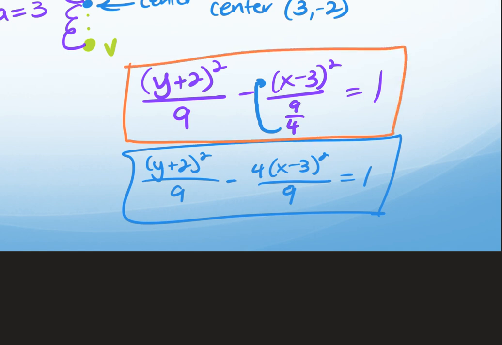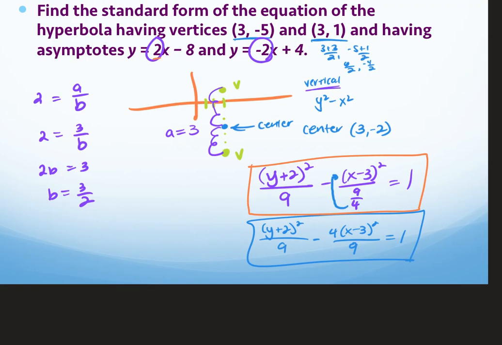So how do you get 2 equals A over B? Because if you look at your asymptotes, the slope is what you want to pull from them. It's going to be positive and negative, so I always take them positive. It wouldn't matter because you're going to square it no matter what for the B. But you just grab that slope and figure out, is it A over B equals that, or is it B over A equals that?